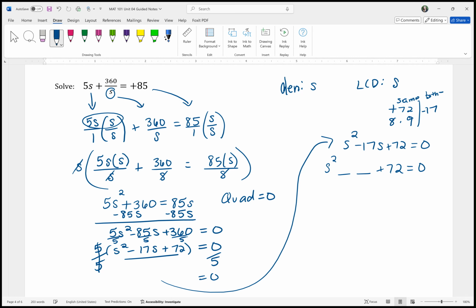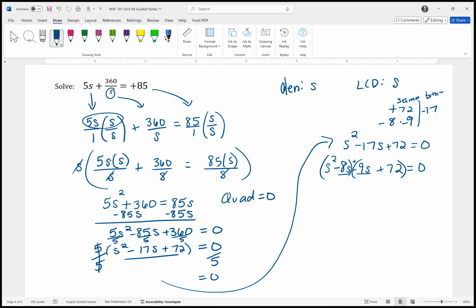What are my signs again? They're both negative. Okay? Because negative times a negative is a positive 72. And then negative 8 plus negative 9 is negative 17. Okay? All right. Now that we've got that, we're putting these two in the blanks. So negative 8S, negative 9S, group. So we're going to group the first two, group the second two. I'm putting a little plus sign so that we know this isn't multiplying.